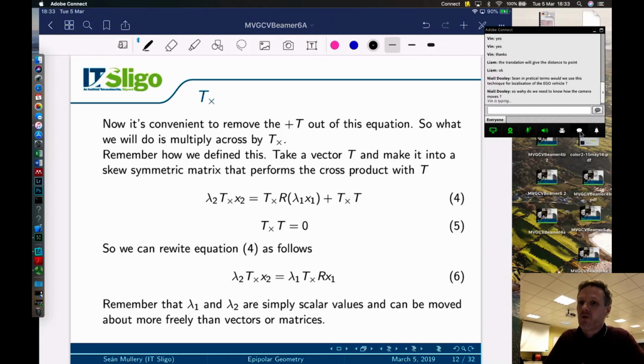So why do we need to know how the camera moves? Because that will help us in figuring out the 3D points. I've got 2 eyes here and there's a gap between them, and my brain has figured out how to use that to figure out where things are in 3D. So I need to know the positions of my 2 camera views before, from then, I can figure out my 3D points. Okay, in order to build that up.